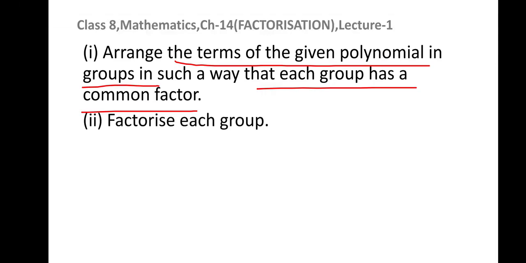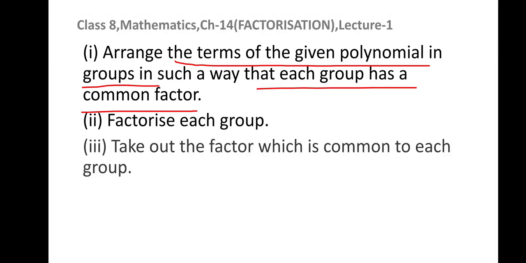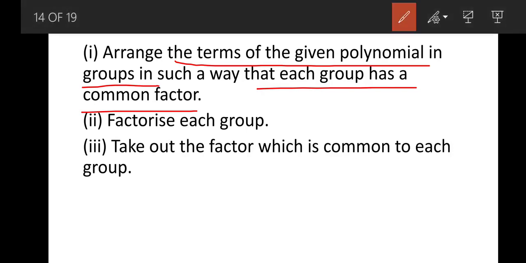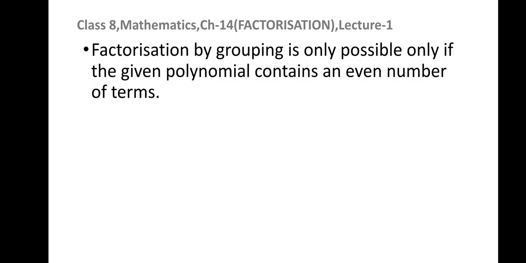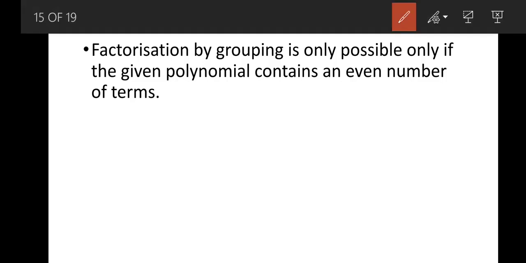Then what is the second step? You need to factorize each group, then take out the factor which is common to each group. First, arrange the terms in groups such that each group has a common factor. Then factorize each group individually. Then take out the factor which is common to each group. Another point to note is that factorization by grouping is only possible if the given polynomial contains an even number of terms. It can be 2, it can be 4, it can be 6, but if it is 3, you will not be able to make the groups.